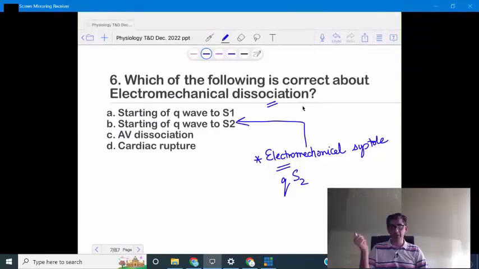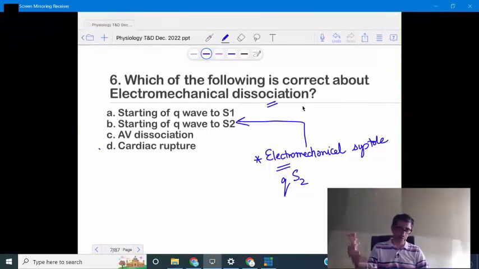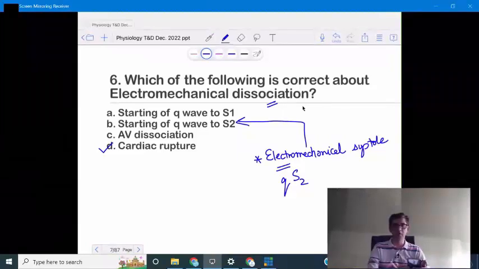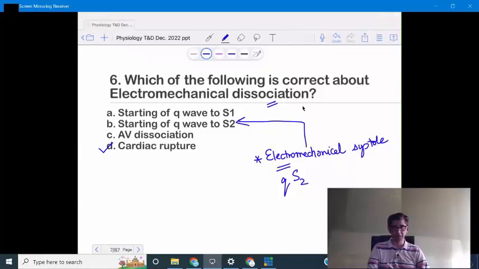But the question says electromechanical dissociation. It means that the heart has burst. This is a complication of myocardial infarction, and the heart will burst. This would be a complication of a full thickness MI, usually a transmural myocardial infarction. The correct answer for question number 6 is option number D, cardiac rupture.